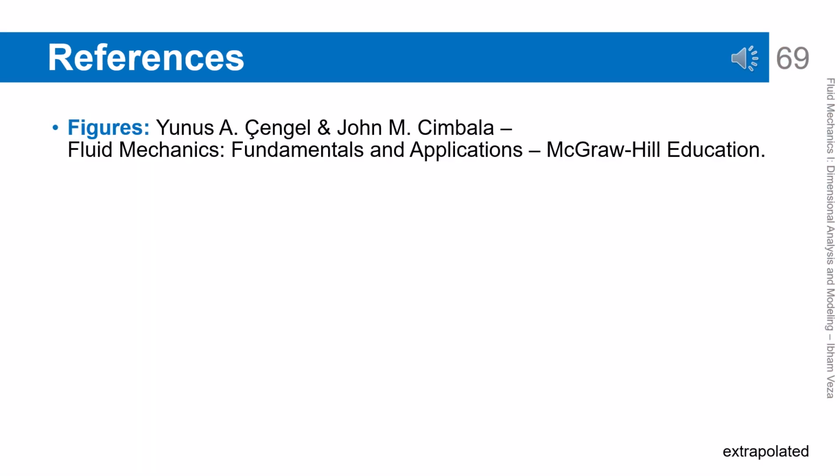References. This section lists the main source of figures and materials used in this chapter, namely the textbook by Cengel and Cimbala. This reference shows that the discussion is based on a standard textbook widely used worldwide. By knowing the source, students can deepen the material independently through further reading. It also emphasizes the importance of academic ethics in citing references. This closing slide ends the whole discussion on dimensional analysis and modeling.